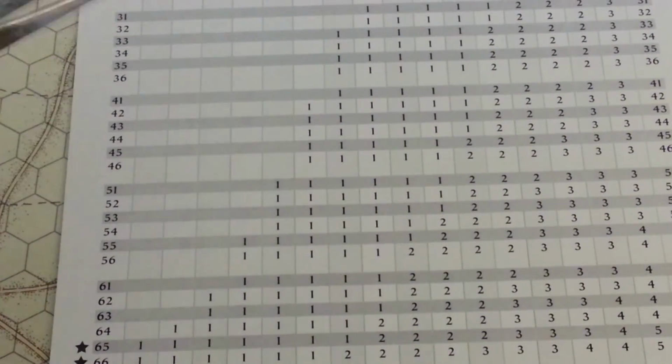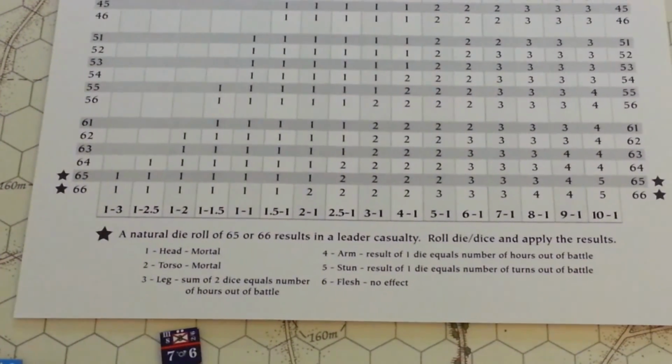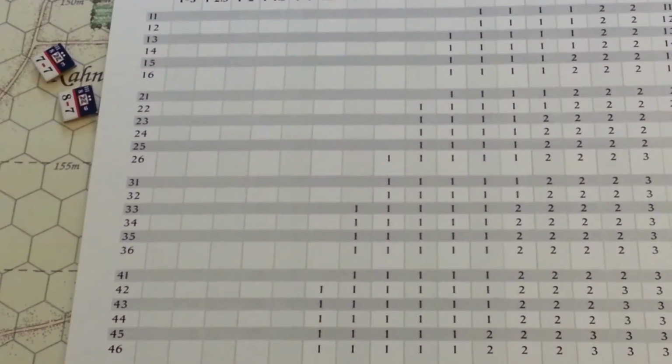So after we found our result, we would apply it to the target unit, conduct any morale tests that might be necessary, and if a leader is a casualty, we'd roll for the damage to that leader. The Ligny game actually has it kind of nicely laid out here. You roll 1 die, and you figure out the result, and then if it's a wound, you roll 2 dice to figure out how long they'll be out, or actually 1 or 2 dice, depending on the type of the wound. So we conduct that process for every single fire combat we want to undertake.